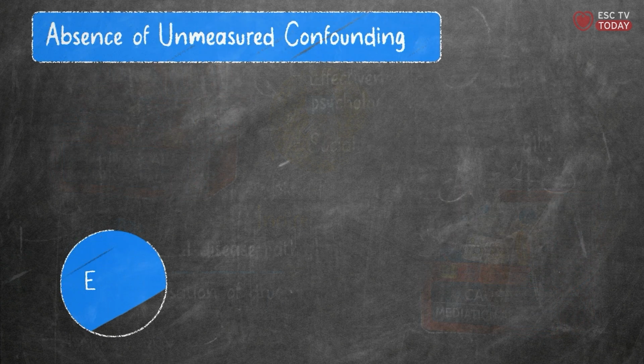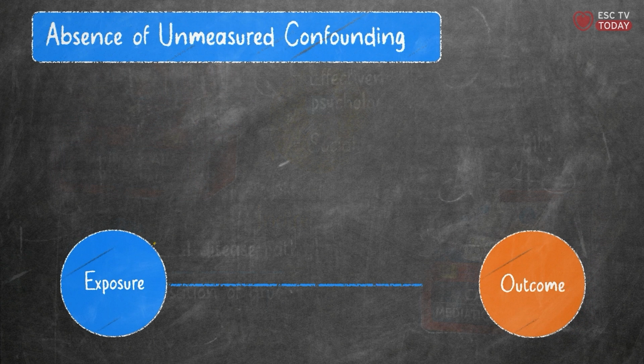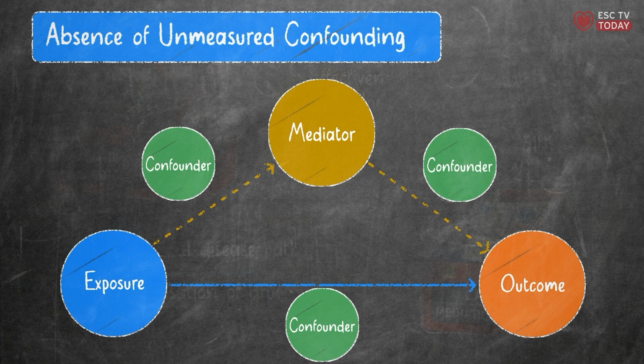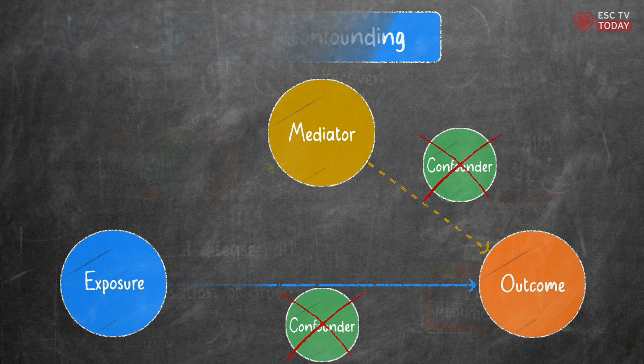However, these insights come at a cost. Mediation analysis relies on strong assumptions. The most important assumption is the absence of unmeasured confounding between exposure and outcome, between exposure and mediator, and between mediator and outcome. Meeting this requirement is challenging, making mediation analyses particularly vulnerable to bias.